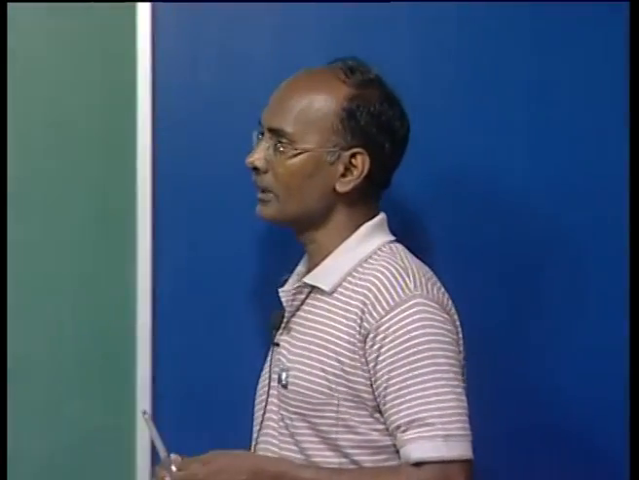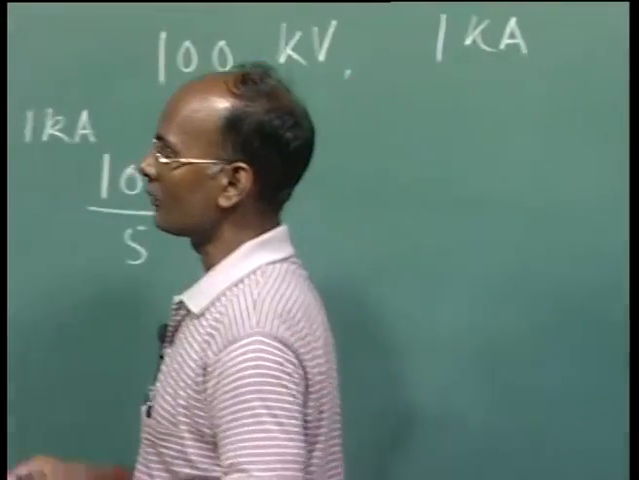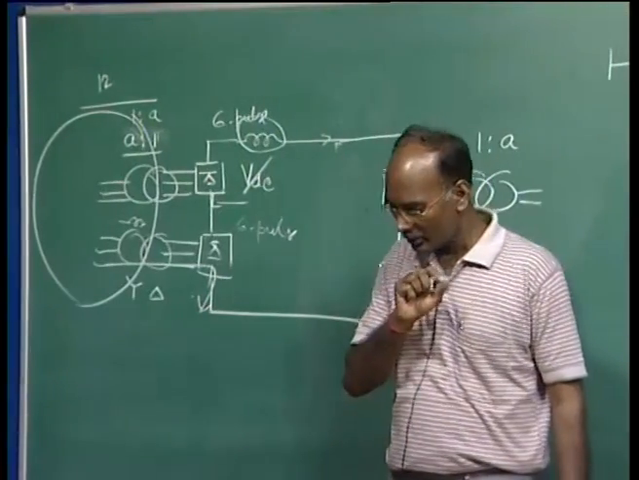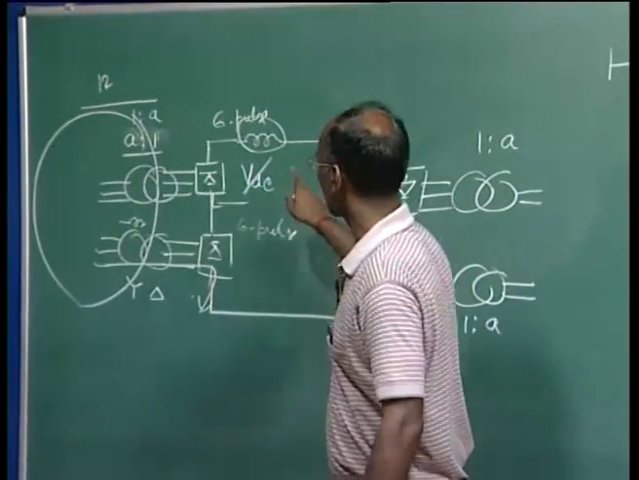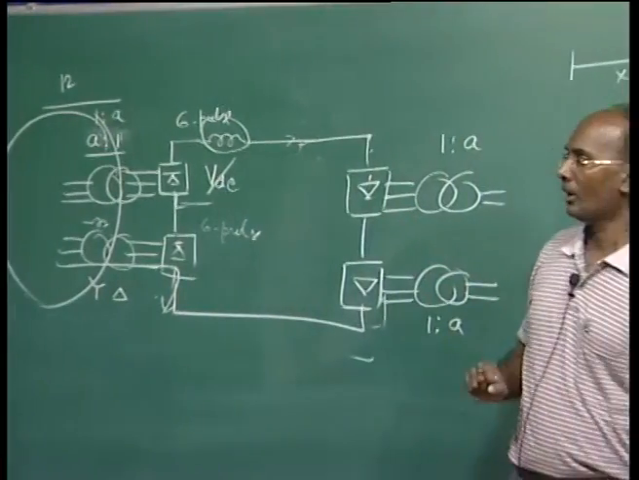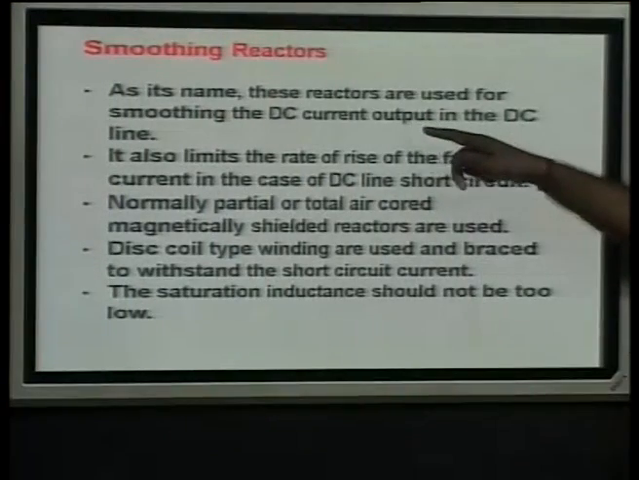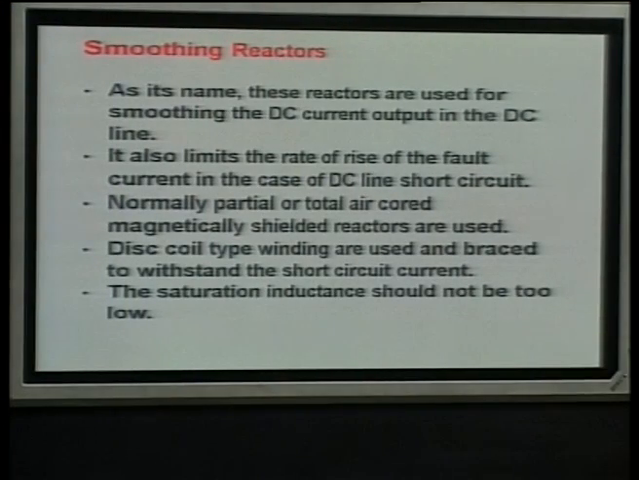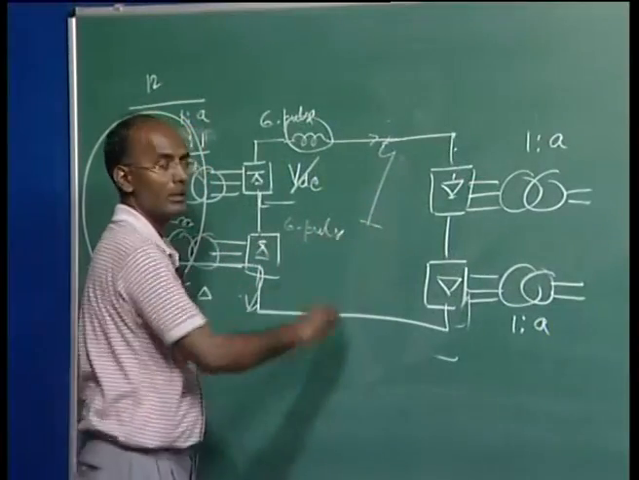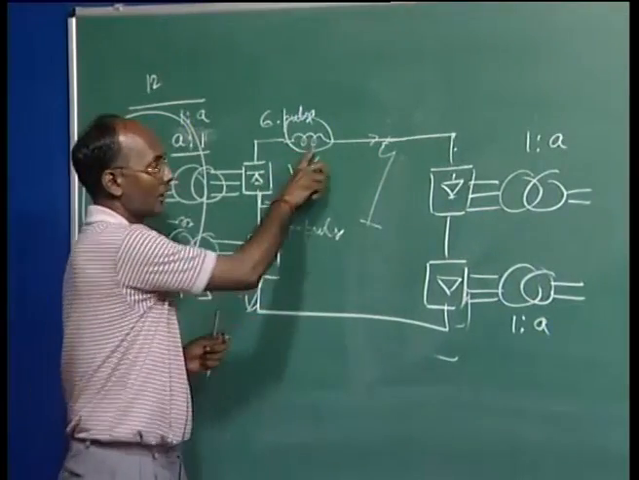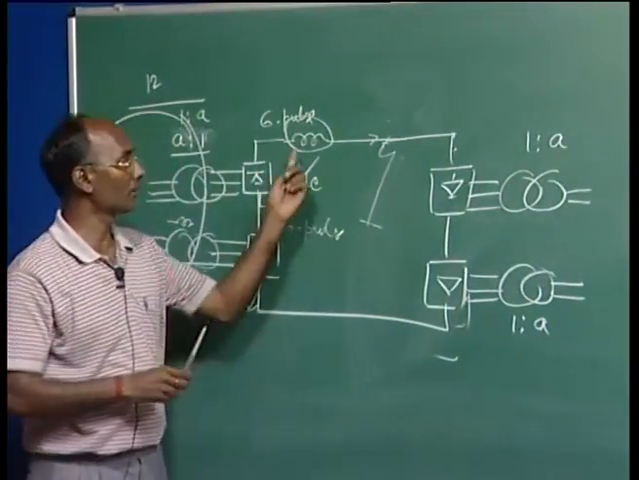Another important component of the HVDC system is the smoothing reactor. This reactor is used to reduce the ripples of the DC current that is flowing in the transmission line. As its name says, these reactors are used for smoothing the DC current ripples in the DC line. It also limits the rate of rise of fault current in case of a DC line short circuit. Means if there is some fault from this voltage to ground, this inductor will come into the picture and this current rise will not be so fast, and it will try to limit it.